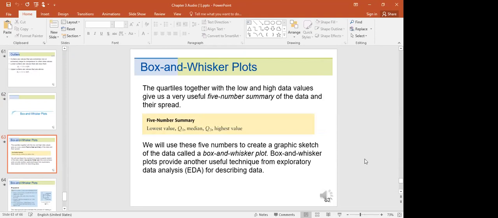Commonly used in exploratory data analysis, which is an aspect of statistics, is the 5-number summary. The 5-number summary consists of the minimum value, or the lowest data value, Q1, the median, Q3, and the highest value. The quartiles are Q1, Q2, Q3, those are the 3 quartiles. The lowest and the highest values are the other 2 numbers. That makes up the 5-number summary. So if you are given a set of data and asked to identify the 5-number summary, that simply means: what is the lowest value, what are Q1, Q2, Q3, and what is the highest value.